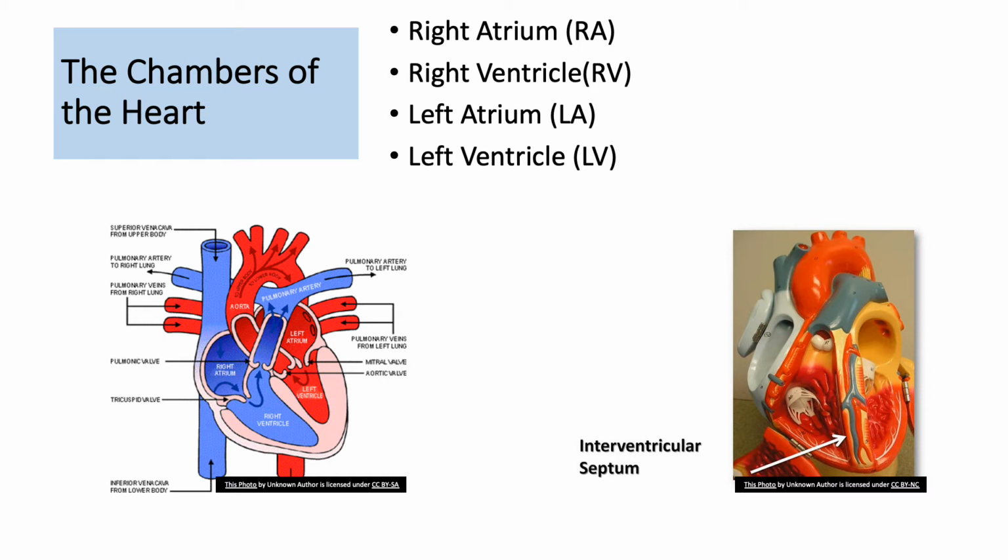The right and left ventricles receive blood from the atria, which passes through the atrioventricular valves. The right ventricle pumps the oxygen-poor blood into the lungs, and the left ventricle pumps the oxygen-rich blood to the rest of the body.